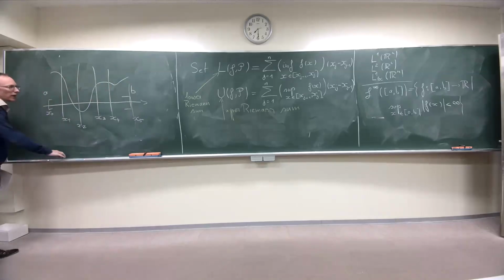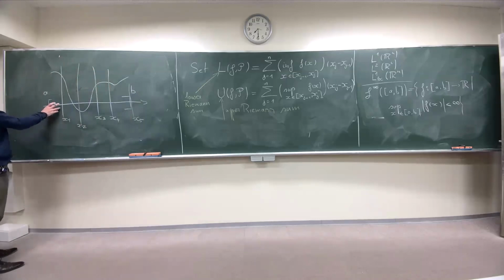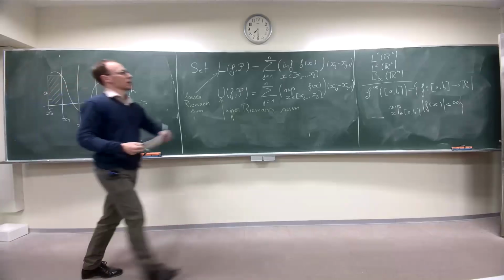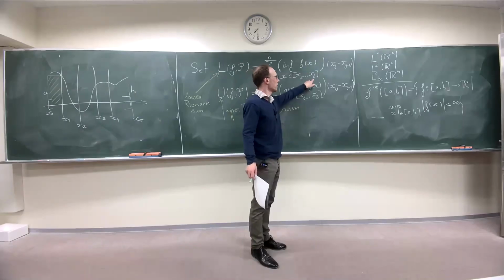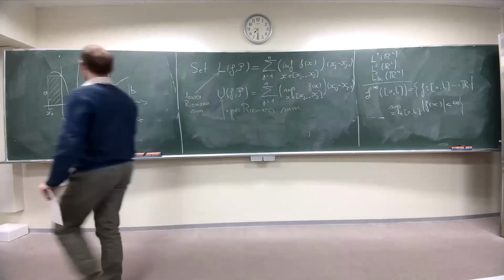Look at what I'm doing. I take the first interval, I look at the infimum, so the minimum value of the function in this interval, and I multiply by the size of this interval. So the first one is this one. For j equal to 1, I take the minimum value between x0 and x1, then times the length of this interval. So I'm considering this area.